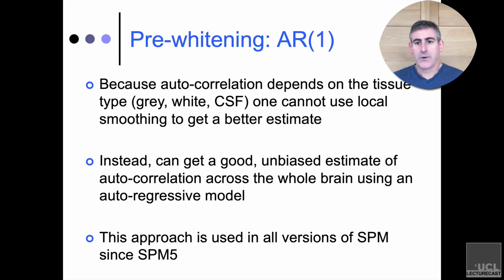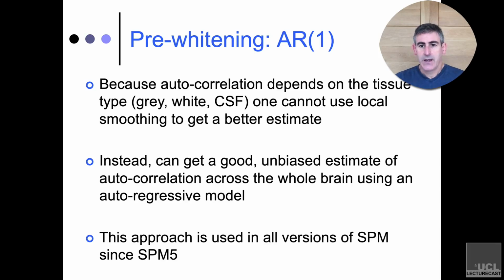The other approach that is used is you can do what's called pre-whitening. That is to say, we can acknowledge that it's a hard problem to estimate the temporal correlation in your data, but we're going to try to do it anyway. But the key thing is we want to do it in a way that's unbiased. We don't want to make matters worse. And one way to do that is to use what's called an autoregressive 1 function. And I'll explain that, obviously.